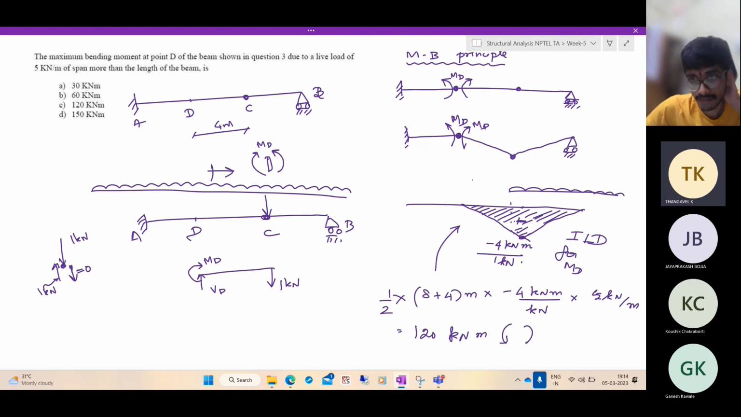And it is hogging, right? It's negative, so it is hogging. We assume sagging to be positive, but we are getting hogging. So the correct answer is C. Let's go to the next question.